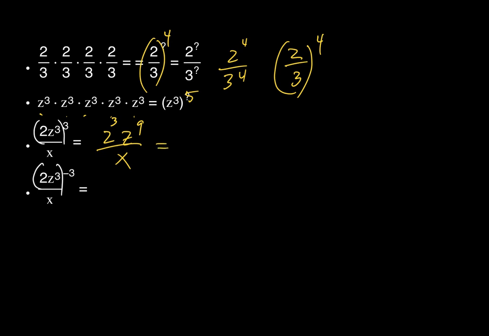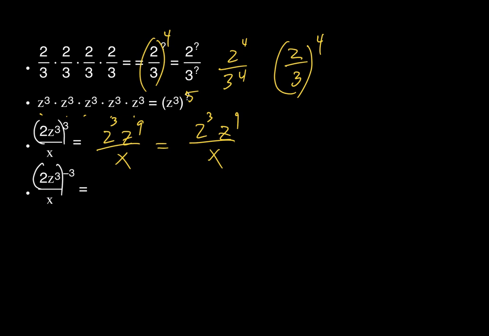You could just leave it as 2 to the 3rd, z to the 9th over x. You'll also see here, this is why I always cross my z's, because you're going to look at that and say, what is that? That's a 2. What is that? That's a z. How can you tell the difference? I cross my z's, I don't cross my 2's.